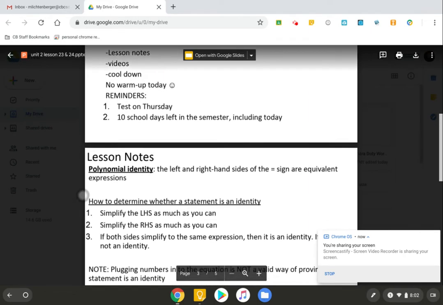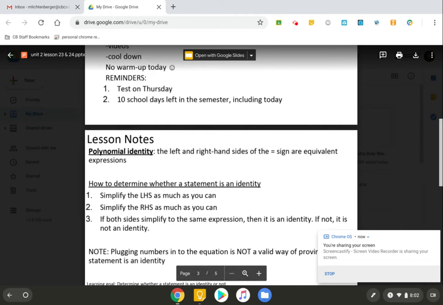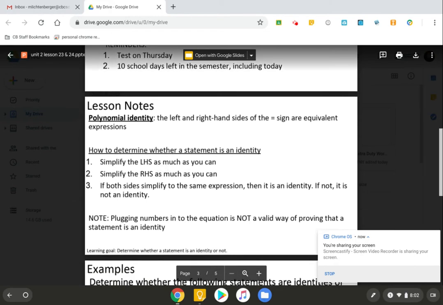How do we prove or determine whether a statement is an identity or not? We do it by algebra. We simplify the left-hand side as much as we can, and we simplify the right-hand side as much as we can. And then if we get the same expression, then the overall equation is an identity. If we don't, then it's not an identity.